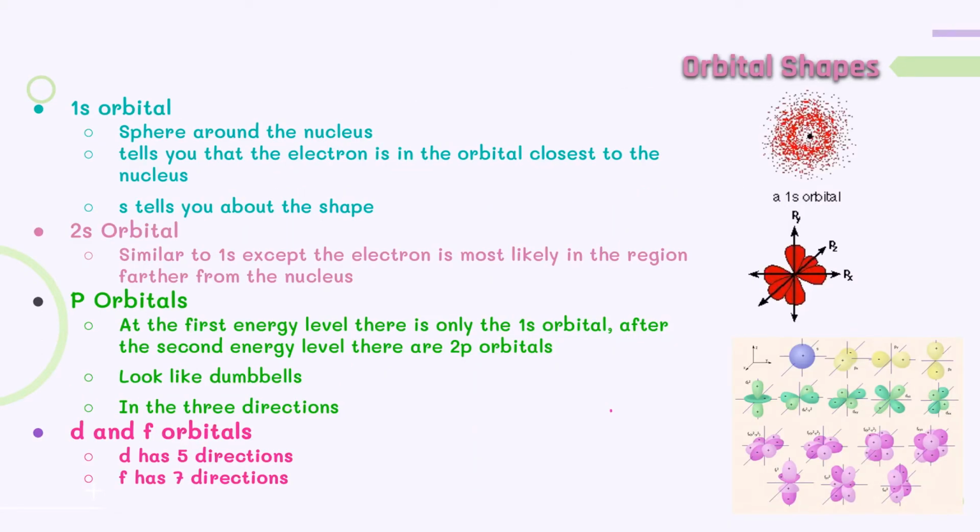When we discuss orbital shapes, we talk about the shape of it and where the electron can be found. So the 1s orbital is a sphere around the nucleus, and it tells you that the electron is in the orbital closest to the nucleus. The s tells you that it's a sphere. The 2s orbital is the same shape as the 1s, except the electron is slightly further out away from the nucleus. So if we have the nucleus here, we'd have the 1s and then the 2s. This is very similar to the Bohr model.